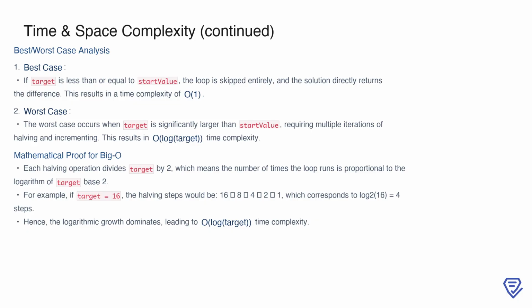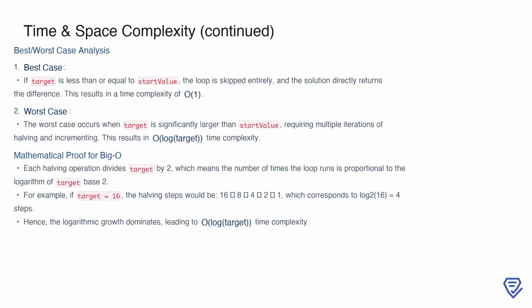Now, let's analyze the best and worst cases for this algorithm. In the best case scenario, the target is already less than or equal to the start value. Here, the loop does not execute at all, and the solution simply computes the difference between the two values, resulting in a time complexity of O(1). On the other hand, the worst case scenario occurs when the target is significantly larger than the start value. In this case, multiple iterations of halving and incrementing are required, leading to a time complexity of O(log target).